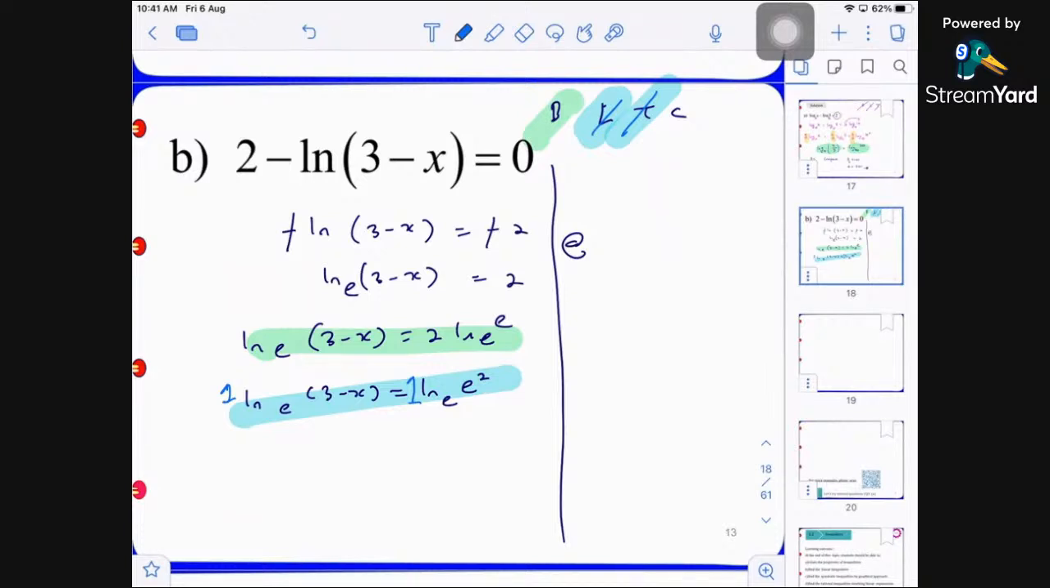So now the next step is compare lah. So by compare, 3 minus x equals to e power of 2. Therefore, x will be 3 minus e power of 2.